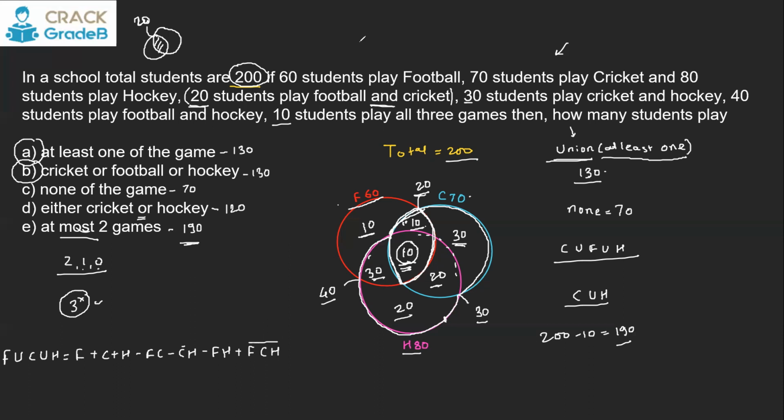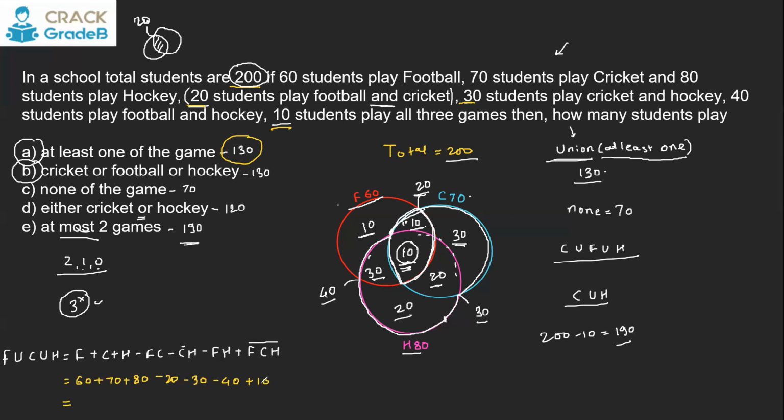So that means we don't need the diagram to calculate the union now. Quickly, let's calculate the union. Football players, you know, 60. So 60 plus 70 plus hockey players, which are 80, minus the individual 2. So 20, 30, and 40, we are going to subtract. And then we are going to add the students who play all 3, that is 10.